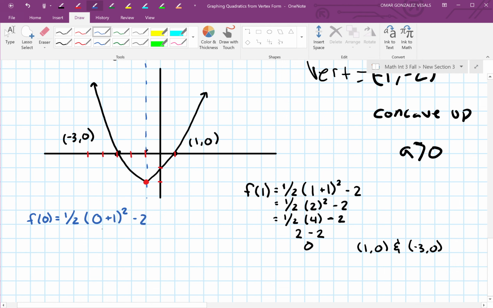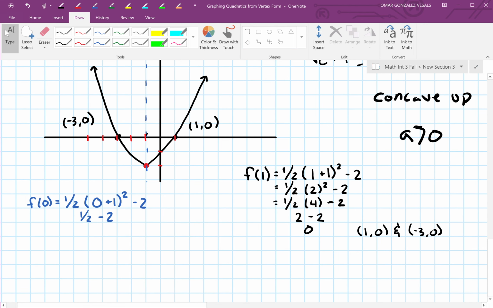0 plus 1, that's 1. 1 squared is 1. 1/2 times 1 is 1/2. And 1/2 minus 2 is what, guys? Negative 1 and 1/2, right? So this point, even though I didn't draw it very accurately, will be 0 comma negative 1.5. That's the point you got, right? I get what you're saying. It's just the way I treated it is as a slope. You're treating it as something different, which is okay.